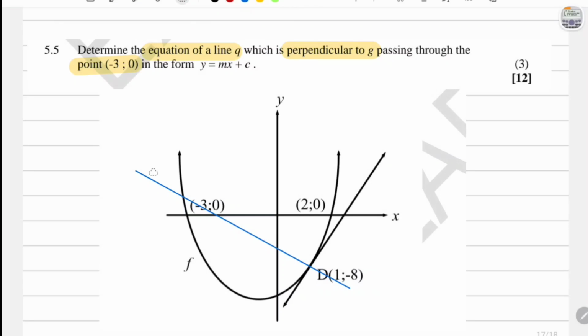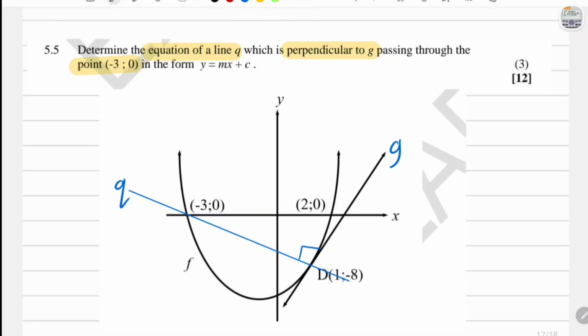So it's going to be perpendicular to G, but it also needs to pass through that point. So it's going to look something like this. Let me actually just move that. Something like that. And then it just passes through like that. And it's perpendicular to G. So this is G, remember the straight line. This is our line Q that they're speaking about.